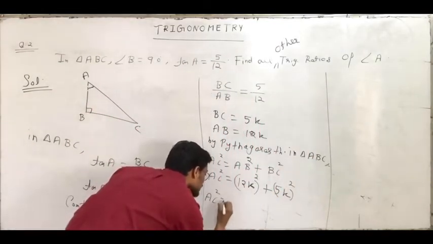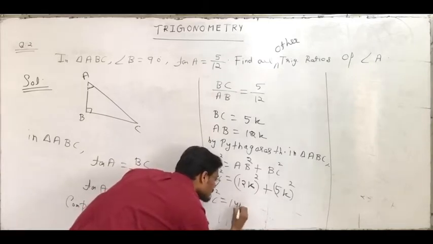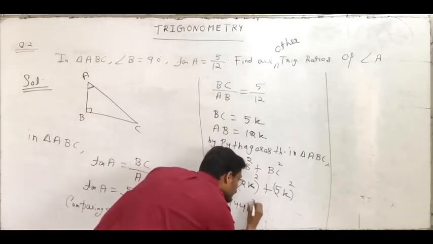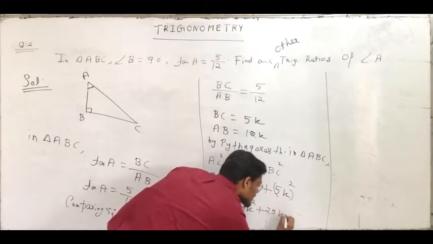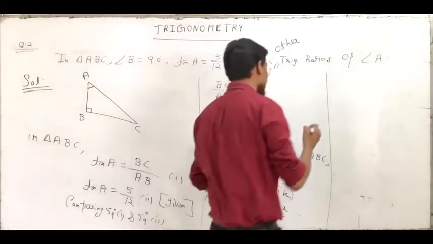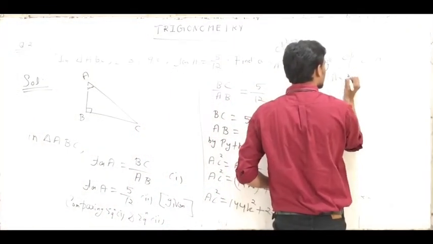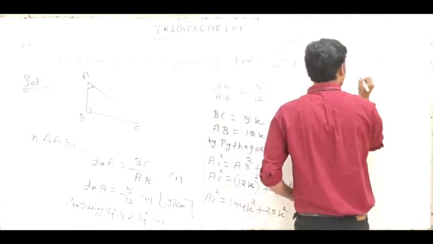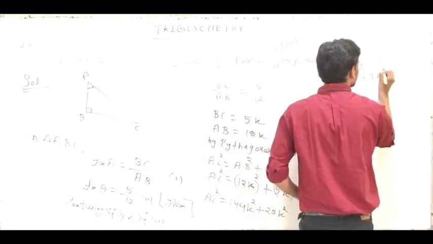AC square is the square of 12, which is 144. So it's 144K square plus 25K square. If you add these two, you will get 169K square.